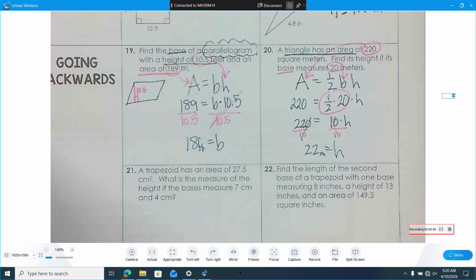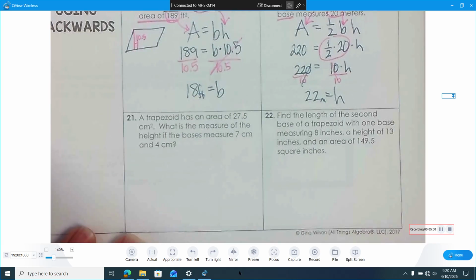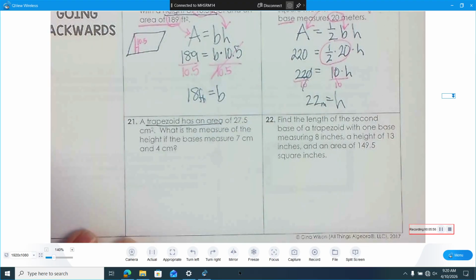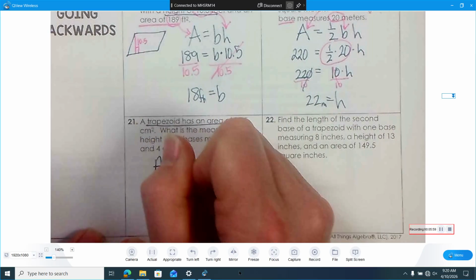So using the formulas to go backwards, 21 and 22 are the hardest, because a trapezoid has an area. All right, what's the formula for the area of a trapezoid?